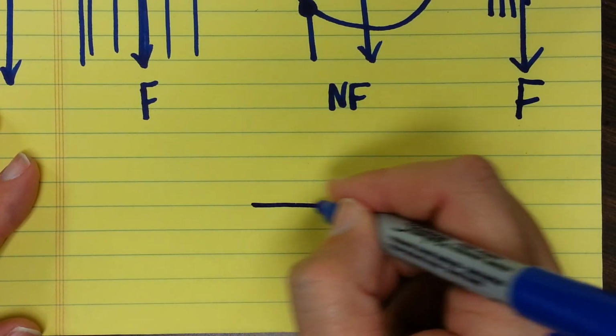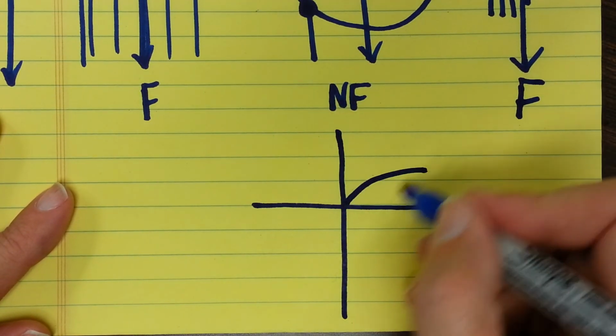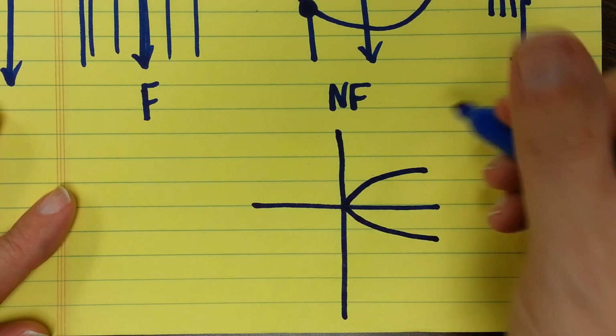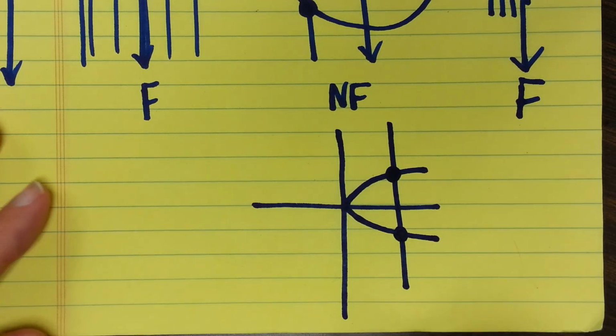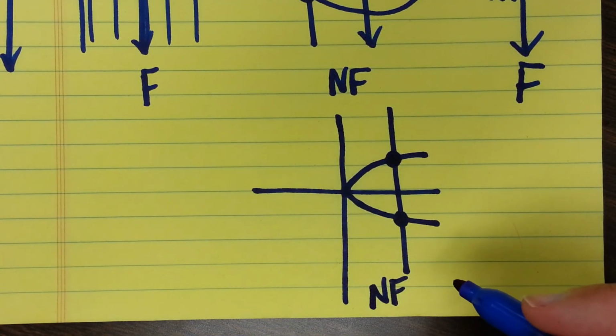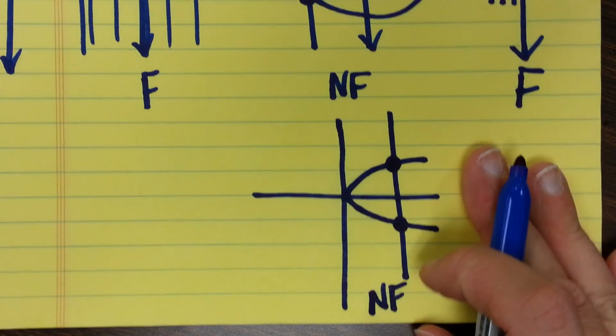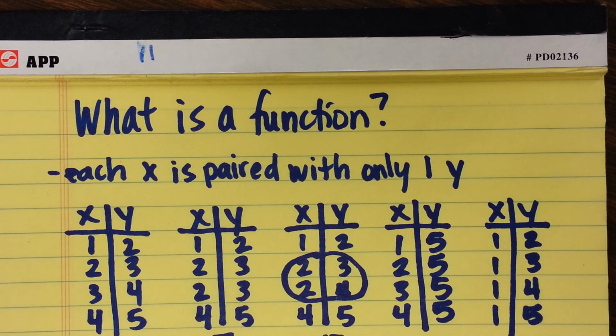Whereas if we turn that parabola on its side, and I tried to do the vertical line test, it would now fail the vertical line test because it's going to be crossing that vertical line at more than one point. So that one would be not a function. Quick review on what is a function and what is not a function.